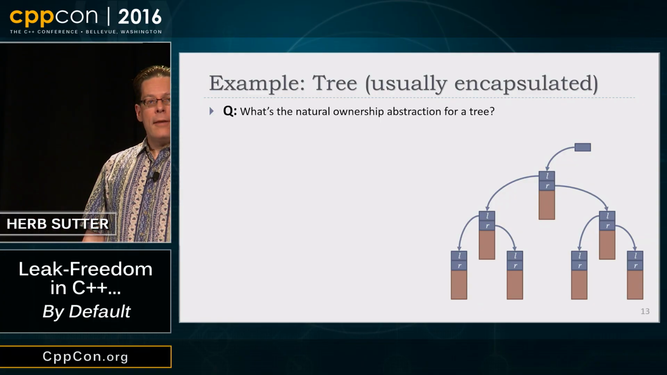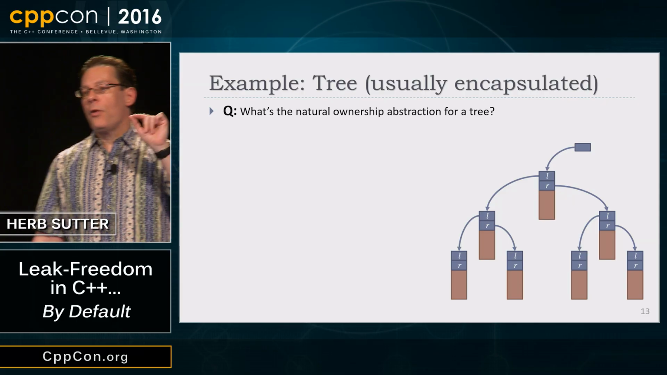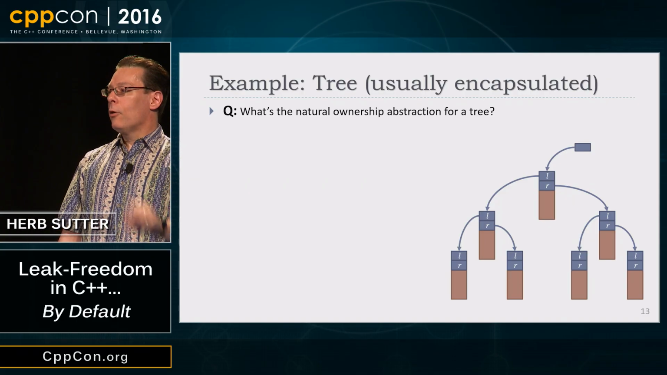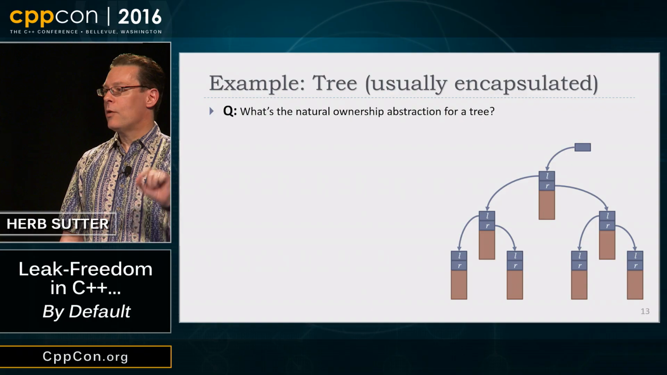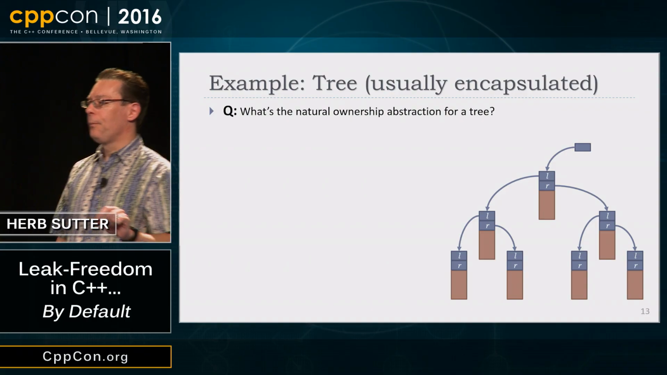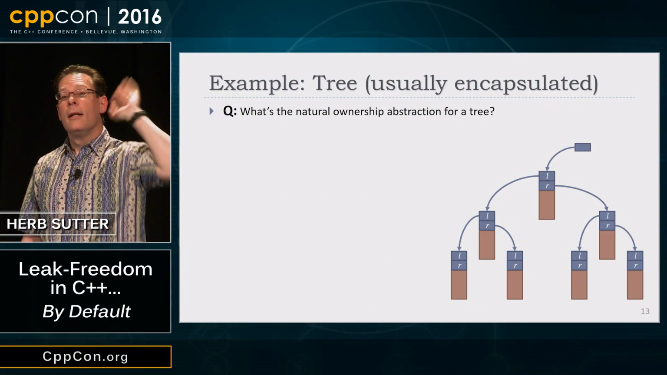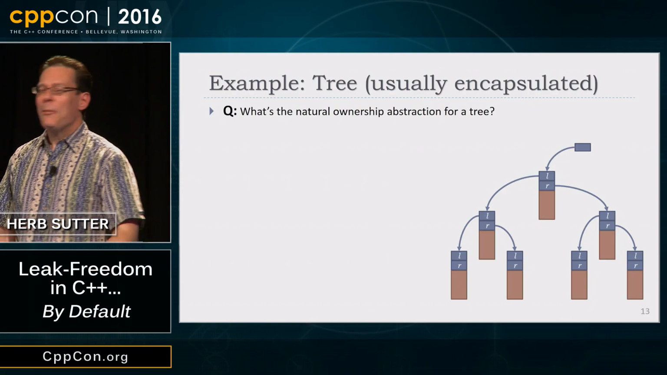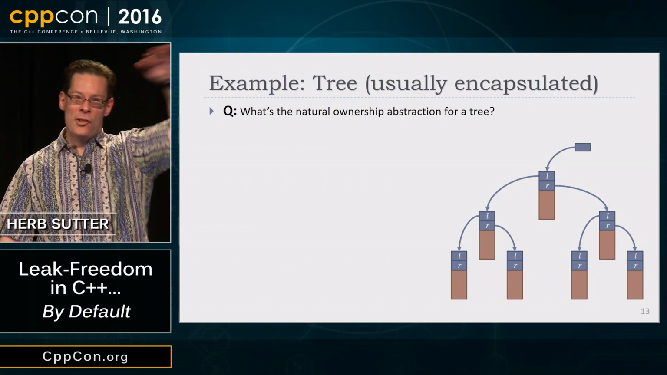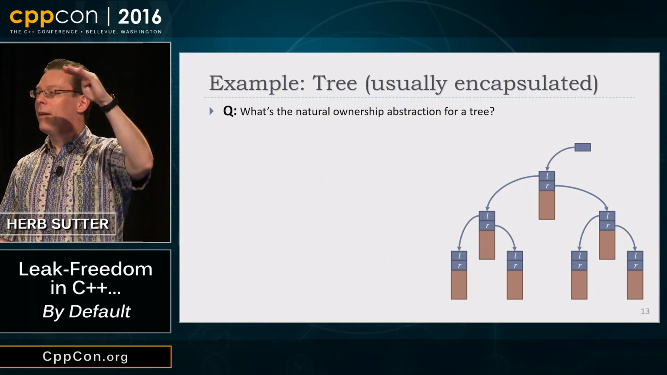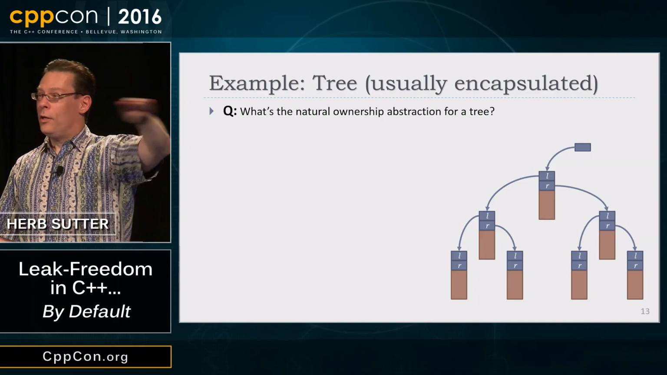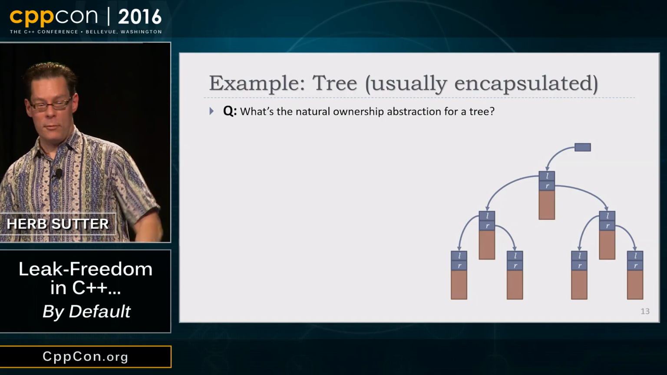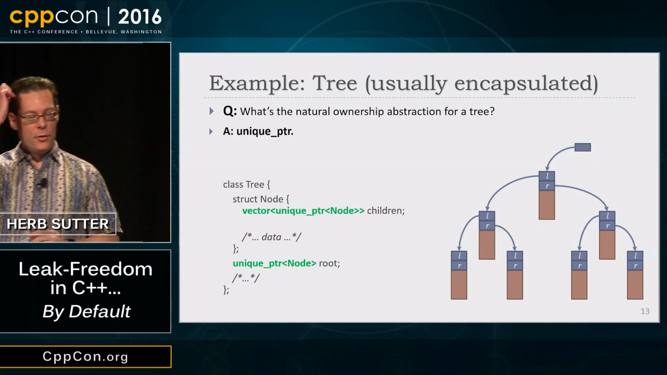How do I manage the lifetime of the nodes in this tree so that the nodes are destroyed when they are no longer reachable from the root? What is the natural ownership abstraction? Unique pointer. Are we still that early on the chart of options? Yes, because there's really a lot of use you can get with unique pointer before you have to resort to shared pointer. So the answer here is unique pointer.